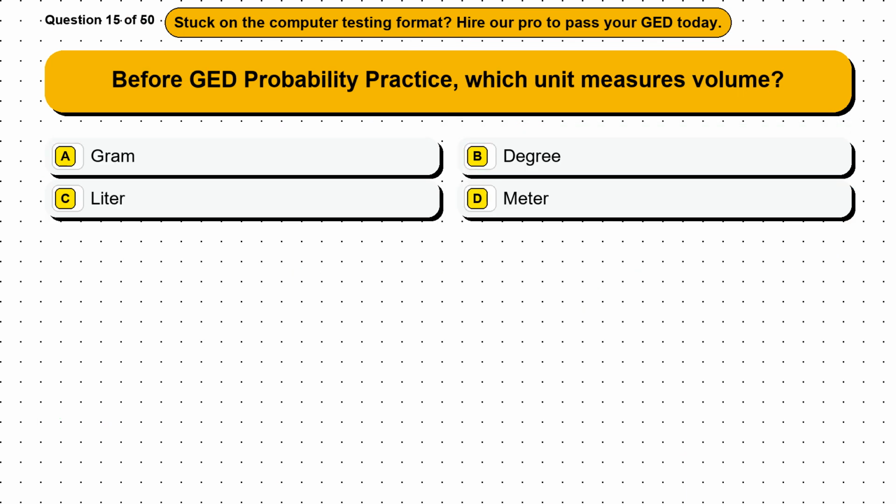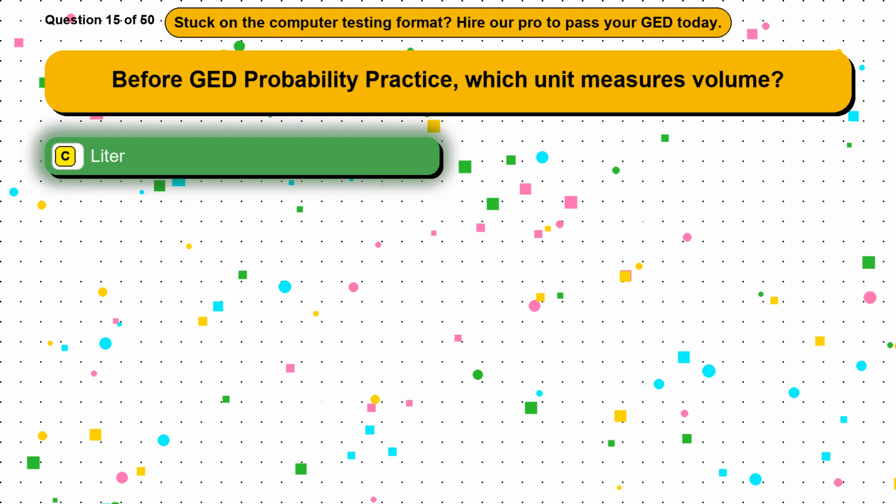Question 15. Before GED probability practice, which unit measures volume? Option A, gram. Option B, degree. Option C, liter. Option D, meter. The correct answer is option C, liter.